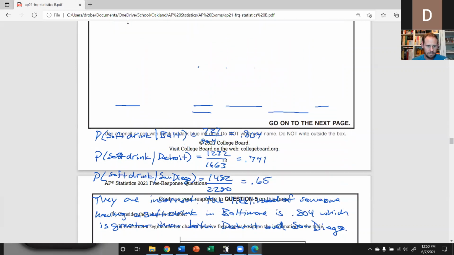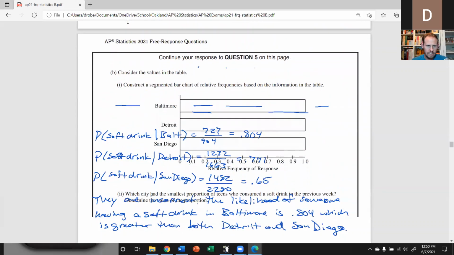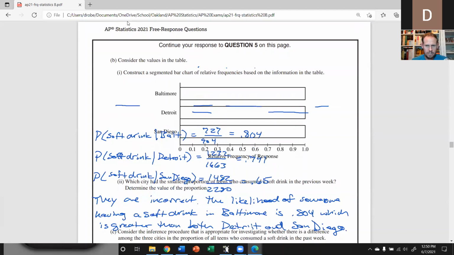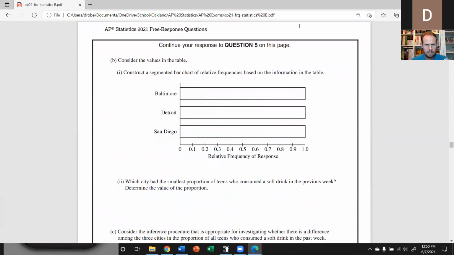All right, continuing on. So 80%, 74%. Construct a segmented bar chart of relative frequencies based on the information in the table. Well, we pretty much already did all the work we needed. Baltimore was at 80%, I guess.